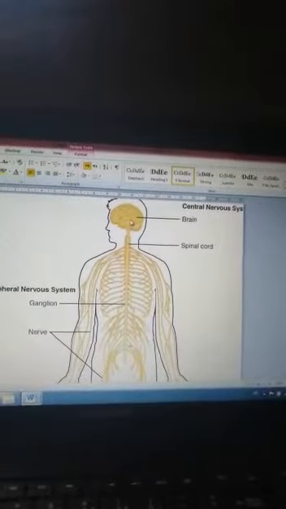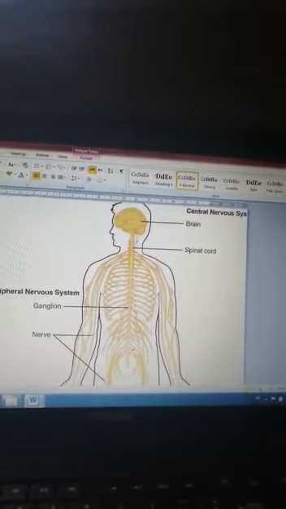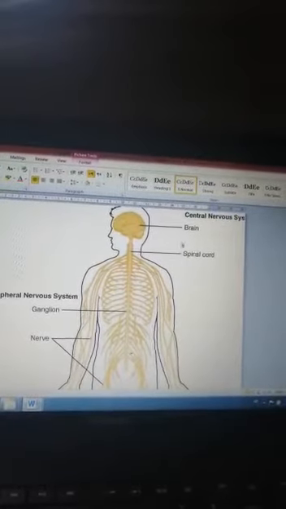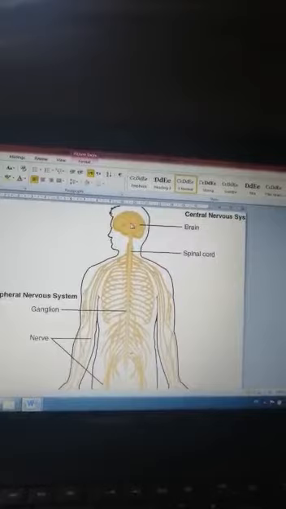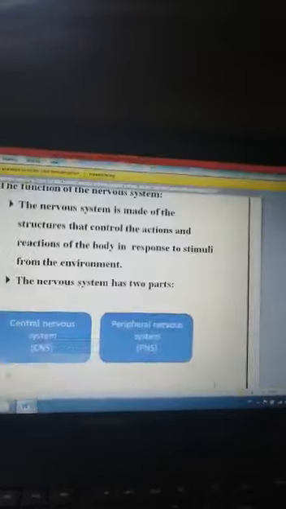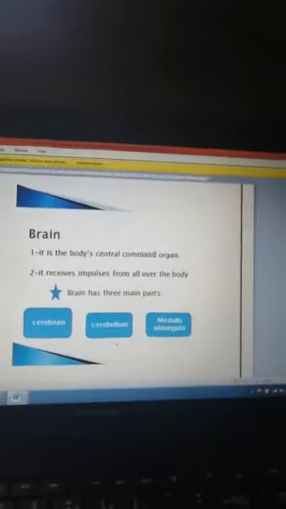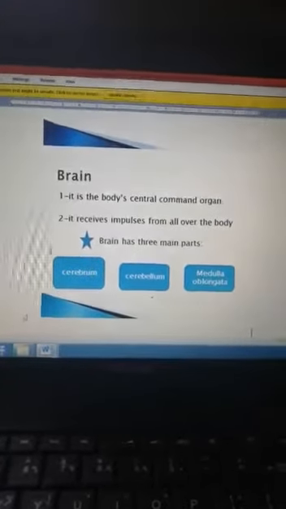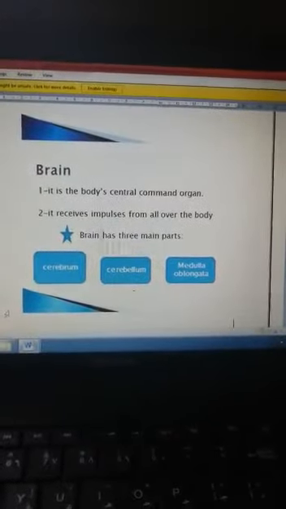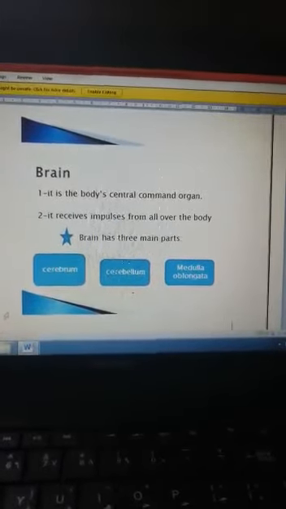The central nervous system consists of brain and spinal cord. Let's start with brain. It is the body's central command organ. Brain has three main parts: cerebrum, cerebellum, medulla oblongata.